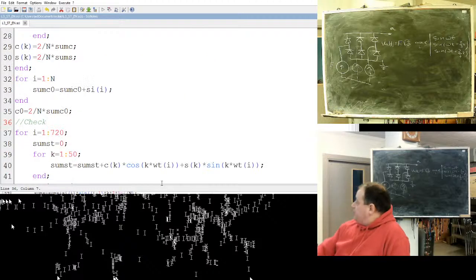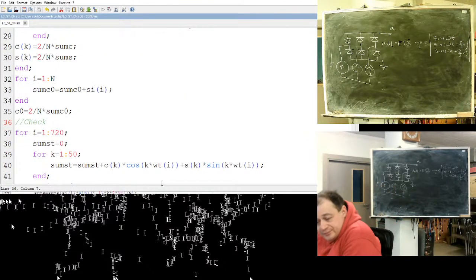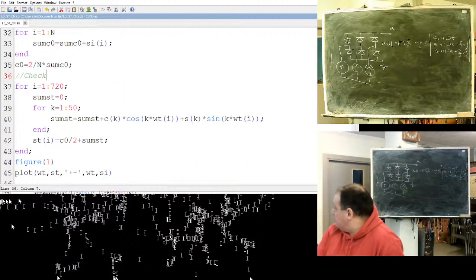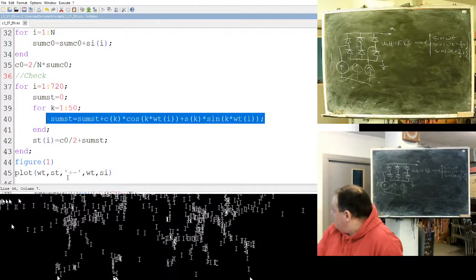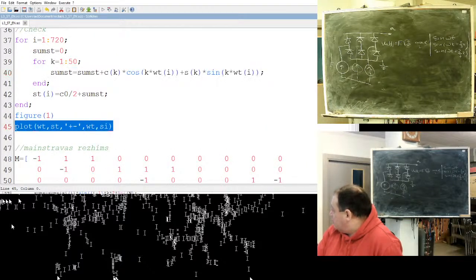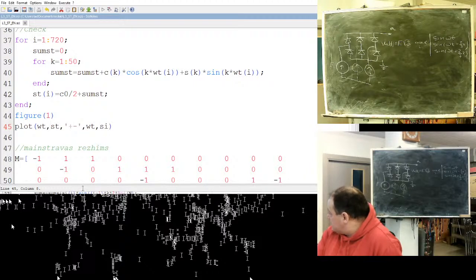It appears that I have performed the Fourier transform, but how can I check the correctness of my transformation? Yeah, I can synthesize the signal again and compare it with the original. That's what I'm doing. Fourier synthesis, and plot the original signal. This one is synthesis, ST is synthesis. It will be drawn with plus. And the original table.